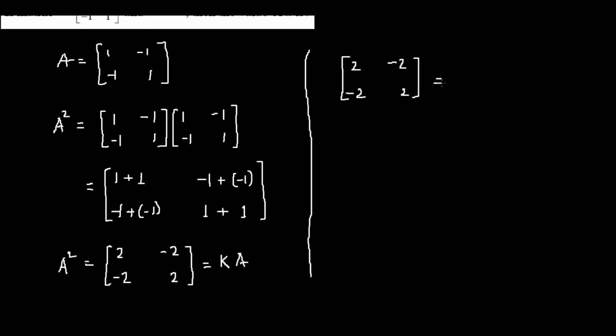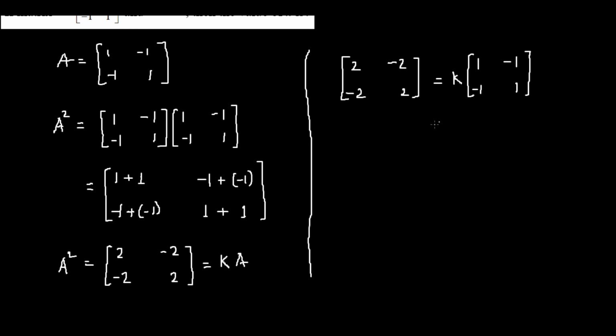So that's the value of A squared. Now, according to the question, it's given that A squared is equal to k times A. So this is equal to k times A. Let me write it here. It's given that this A squared, 2, -2, -2, 2 is equal to k times A, which is 1, -1, -1, 1.